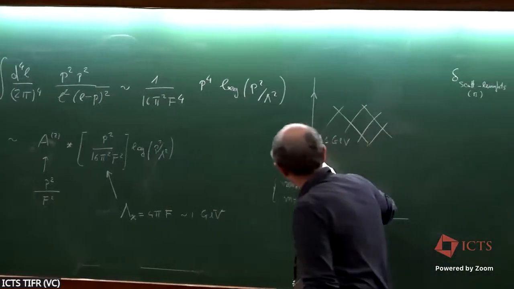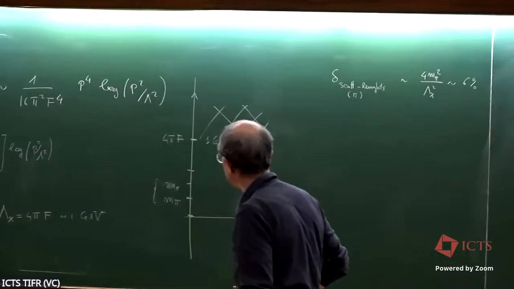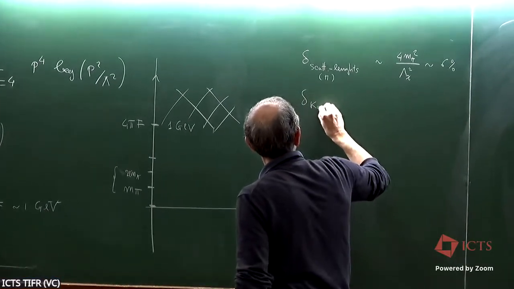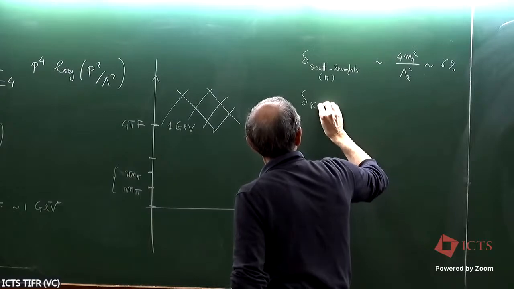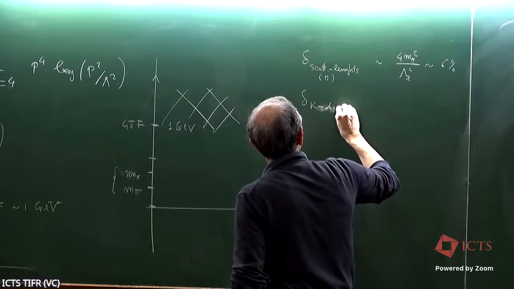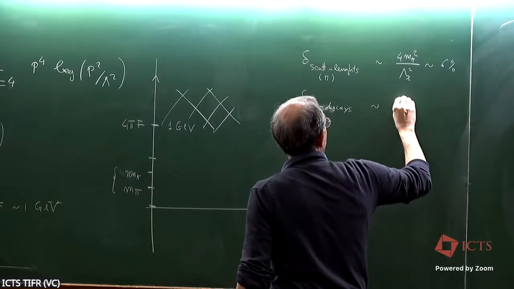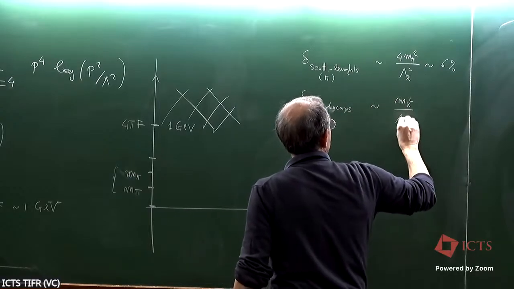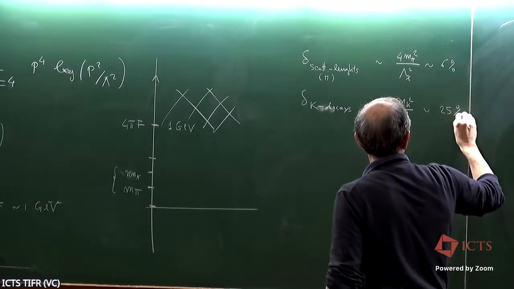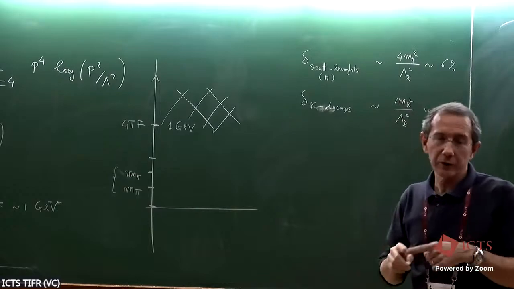The count mass sits here, a bit higher. So for instance, for count decays, the expansion will be mk squared divided by lambda k squared, which is still reasonable. This is now 25%. But just for chaos decays, not chaos scattering, okay?